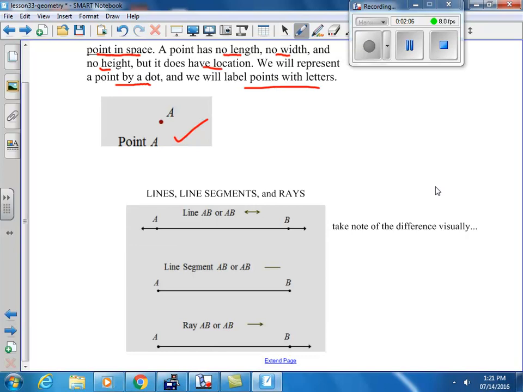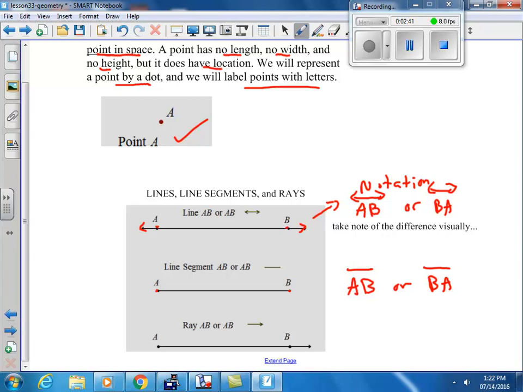A little bit of notation here. If you take two points, A and B, and connect them with a line, notice the arrows. We can call that the line AB or the line BA. So I do want to talk notation-wise. If I want to name this line, I can name it AB with this over it, or I can name it BA with this over it. A segment has a beginning and an end, so I could name the segment AB with this over it, or BA with that over it.